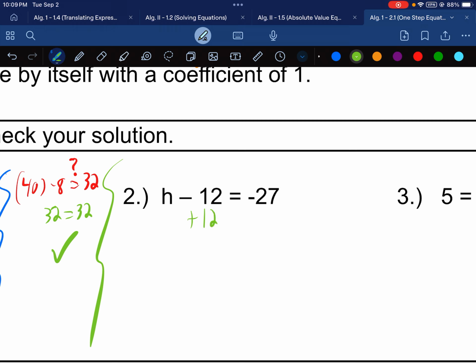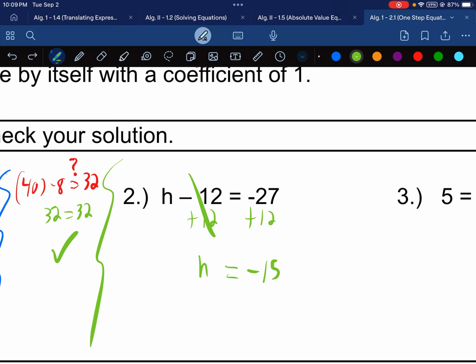So if I add 12 to both sides, I will undo the subtraction of 12. And so negative 12, or minus 12, remember negative and minusing a number are really the same thing, gives us 0, and we get h plus 0, which I can just call h, equals, if I add 12 to one side, as I mentioned above, I have to add it to the other in order to keep it true. And negative 27 plus 12 is negative 15.